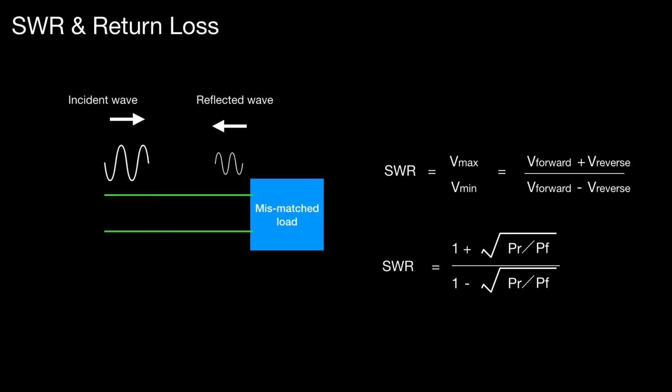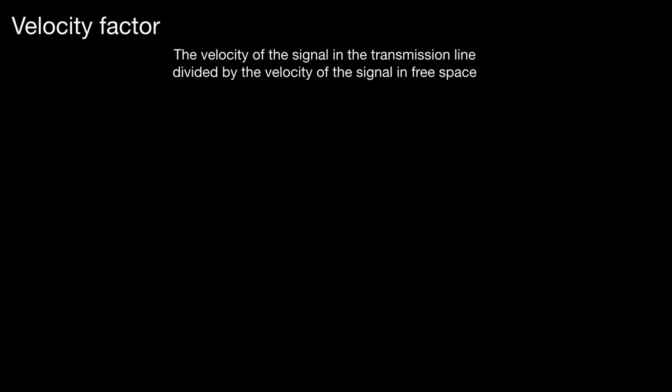One of the items mentioned in the syllabus was the velocity factor. Now we know the velocity of electromagnetic radiation in space or air is about 3 times 10 to the 8th meters per second. We use that in the V equals F lambda formula. Now the velocity of the signal in the transmission line divided by the velocity of the signal in free space is a velocity factor.